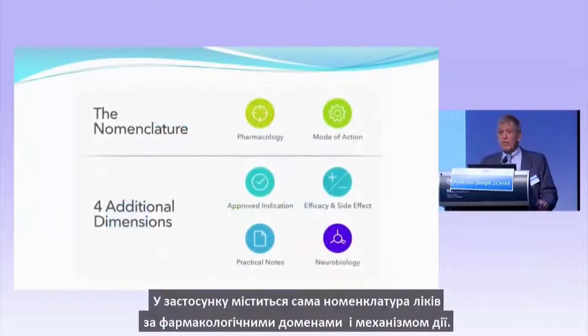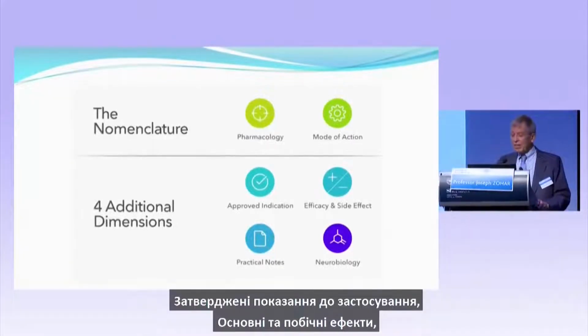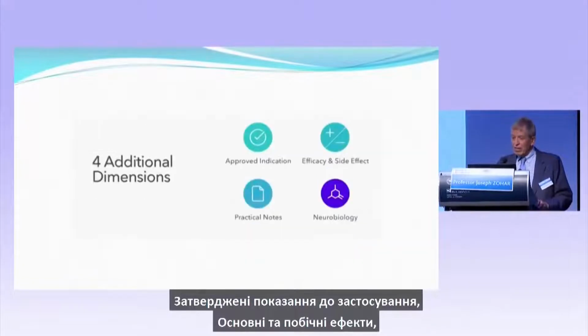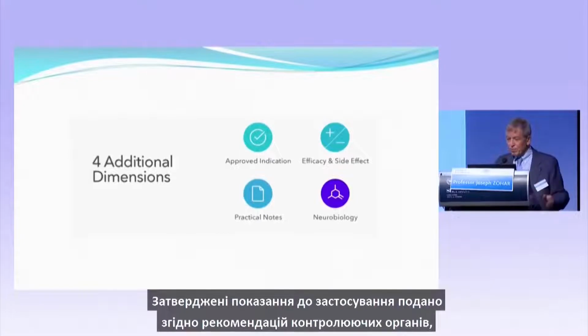What is included in the app? In the app, we have the nomenclature, the pharmacology and mode of action. And in order to make it useful, we also include 4 additional dimensions, which are the approved indication, the efficacy and side effects, the practical notes, and the neurobiology.